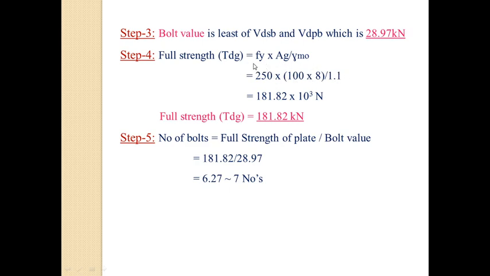Putting the values in the formula of full strength of plate, we get the value 181.82 into 10 raised to 3 Newton. So full strength, that is TDG, is equal to 181.82 kilonewton. Assume this full strength of plate as the factored load. So number of bolts is equal to full strength of plate upon bolt value. Putting the values in the formula, we get 6.27, that is 7 bolts. So I hope you understand the problem.